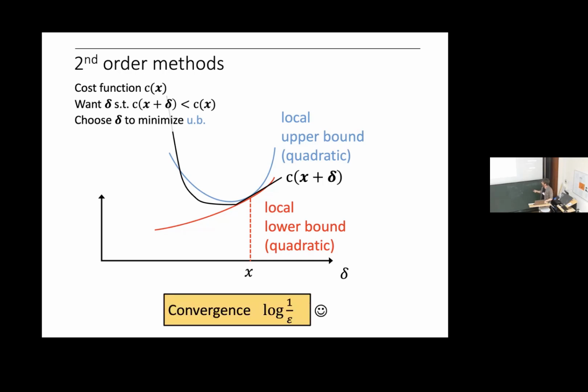This has a convergence of log 1/epsilon, so it's good as a high accuracy method also. But there's a problem here, which is that these bounds are local. They kind of have to be, because log barriers in interior point methods blow up to infinity as you approach a boundary. So there's no way that you're going to globally approximate your function with a quadratic.